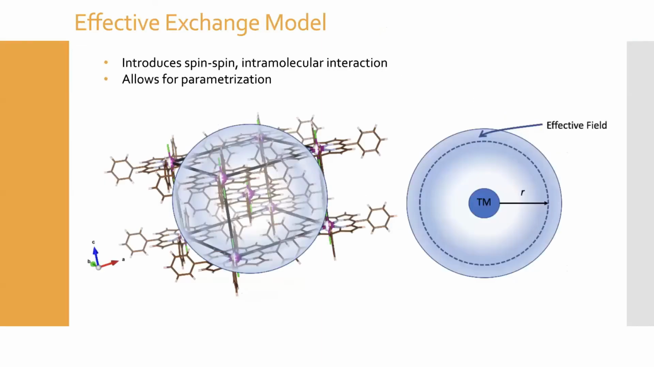Now, how does this effective exchange happen physically within the model? We introduce what we call the effective exchange model, where around our magnetic center, there's an effective magnetic field due to all the other surrounding centers. And the transition metal center interacts with the effective field in a cluster-like interaction. So this gives us bounds to claim intramolecular interaction between magnetic centers and allows us to parameterize and get distinct values for each sample.